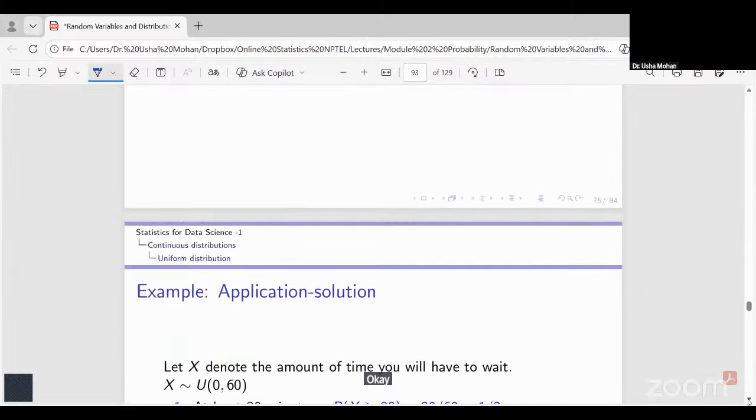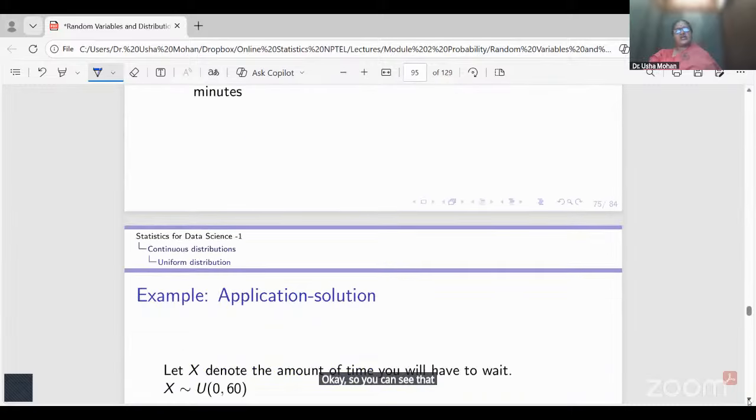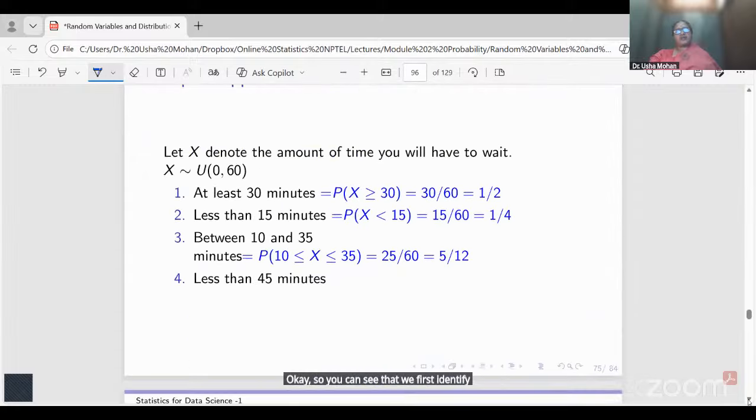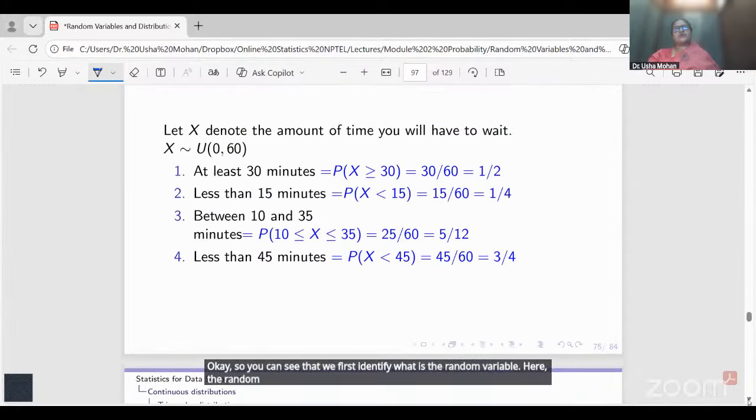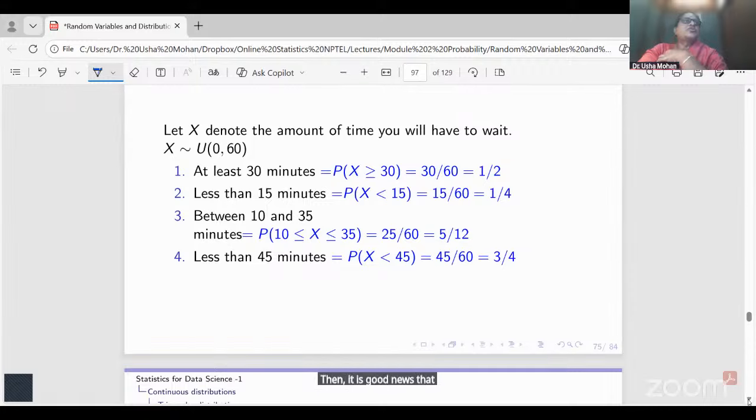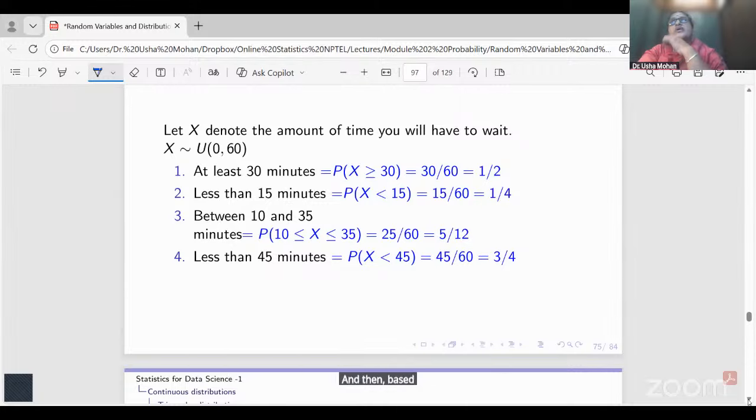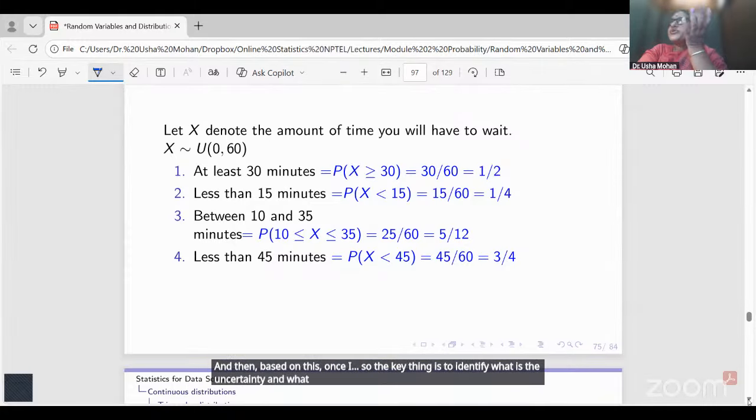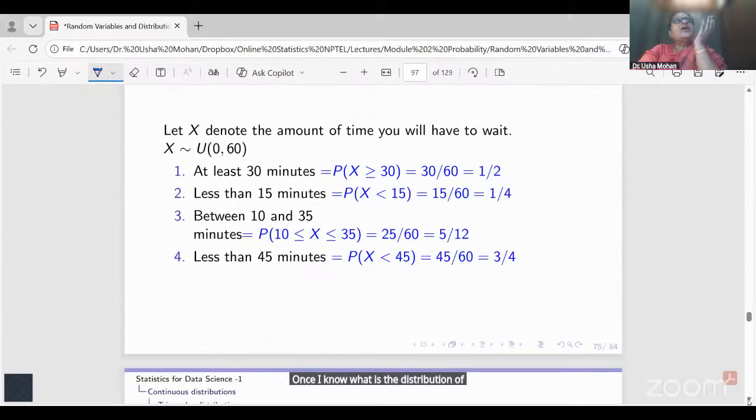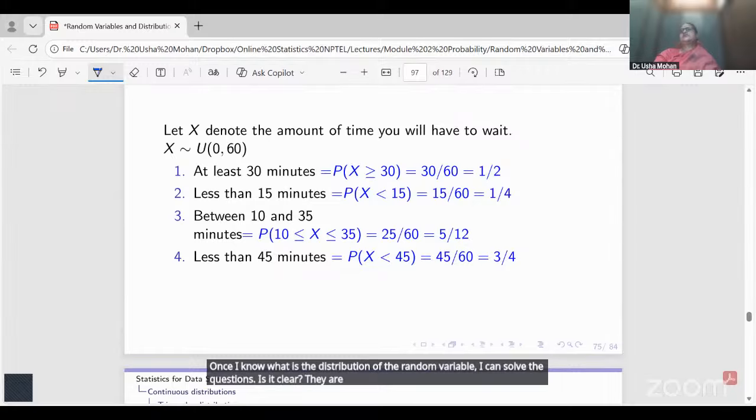So you can see that we first identify the random variable. Here the random variable was the amount of time I'm going to wait. Then I recognize that this random variable is uniform between 0 and 60 minutes because it is between 2 p.m. and 3 p.m. The key thing is to identify the uncertainty and the distribution of that random variable. Once I know the distribution, I can solve the questions. Any questions here?